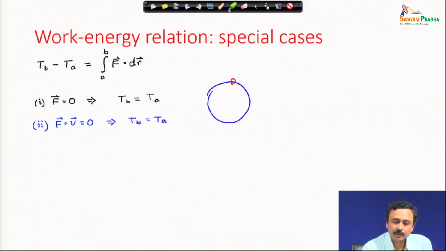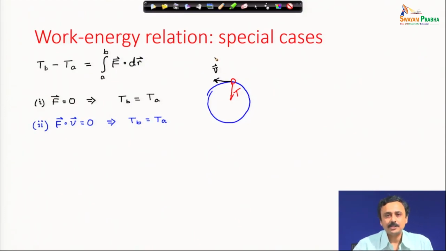Suppose this is the stone, then the force on the stone is the tension, and the velocity is perpendicular to it. Therefore, this tension will not do any work on the stone. Therefore, if the stone changes its motion, then it is not because of tension at least. If you neglect air drag, etc., then this stone is going to keep moving.